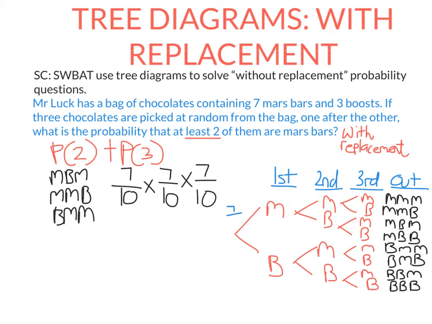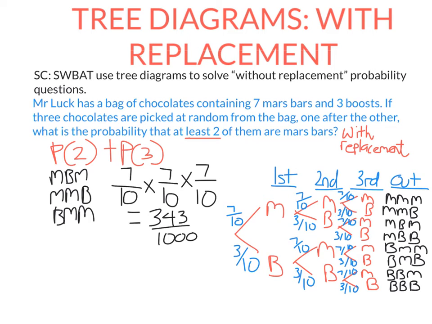So the probability of getting a Mars bar first go is 7 over 10 and boost is 3 over 10. Now, because this is with replacement, if I get a Mars bar the first go, probability of getting a Mars bar second go is still 7 over 10. And then boost is still 3 over 10. So everywhere you see an M, it's 7 over 10, and boost is 3 over 10. To find the probability of each of these 8 outcomes, we multiply the branches. So for MMM, it's 7 over 10 times 7 over 10 times 7 over 10, exactly what I had up here. And so I get 343 over 1,000, or 0.343.